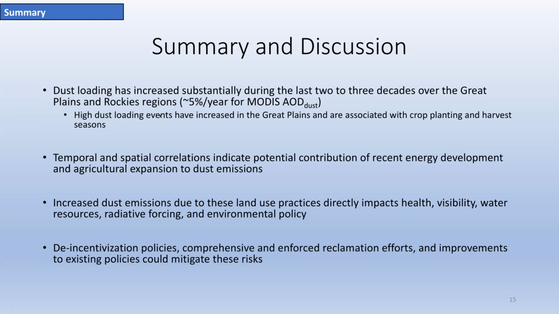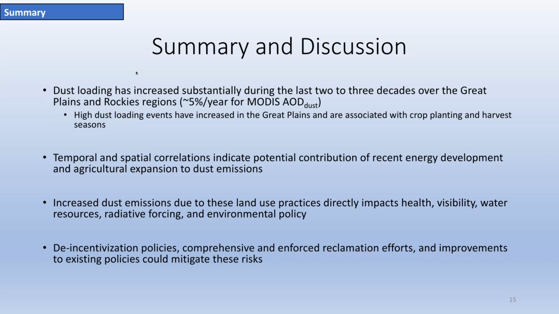So all of this would suggest that dust loading has increased substantially during the last 2 to 3 decades over the Great Plains and Rockies regions. These increases have reached almost 5% per year across the Great Plains and Rockies states in MODIS AOD dust. And high dust loading events have also increased in the Great Plains, especially in the Southern Great Plains. And these increases occur in the months that are associated with crop planting and harvest seasons for predominant crops there, like corn and soy and winter wheat.